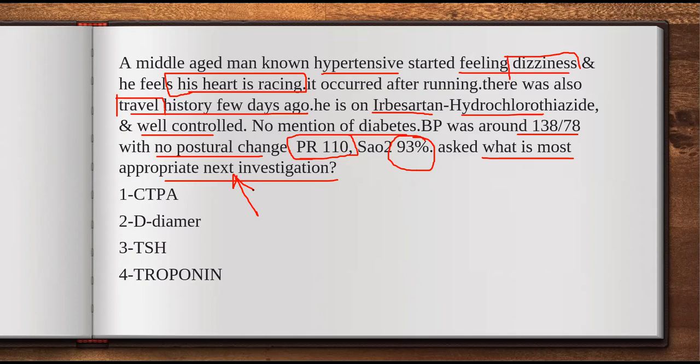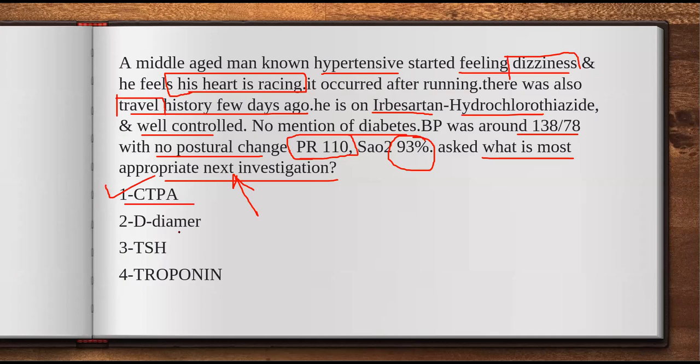In every case, for the next investigation, usually we start with simpler investigations like ECG, chest X-ray. But for pulmonary embolism, if you suspect it, you go immediately for CTPA. You don't wait for any other X-ray or ECG. If this patient had some chest pain, you could do an ECG initially, but this patient mainly has palpitation and dizziness with tachycardia and hypoxia, that's an indication of going immediately for a CTPA.